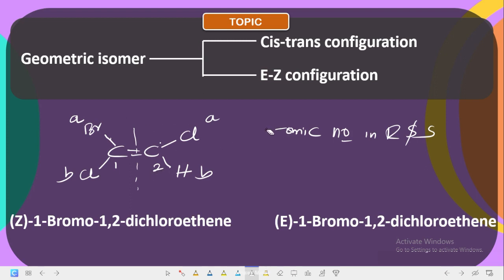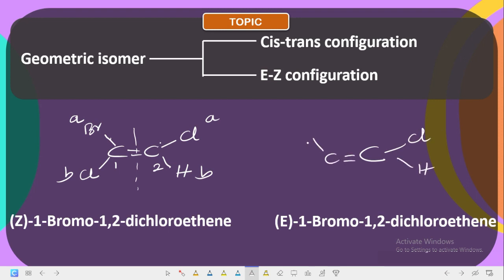Now for the other category, you have E configuration. Now E means just change one of them. You have double bond here, carbon. If bromine is here, chlorine may be here, and bromine will be here. This one, between these two, which one has the highest priority?